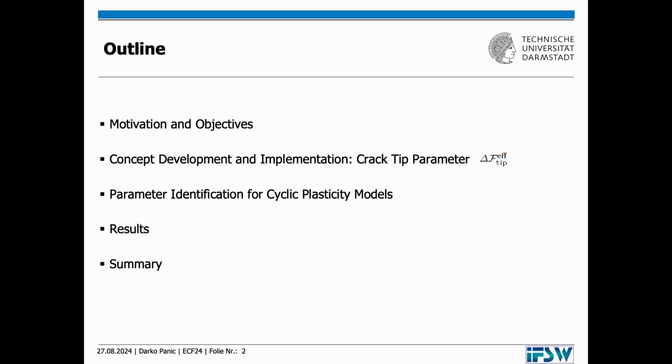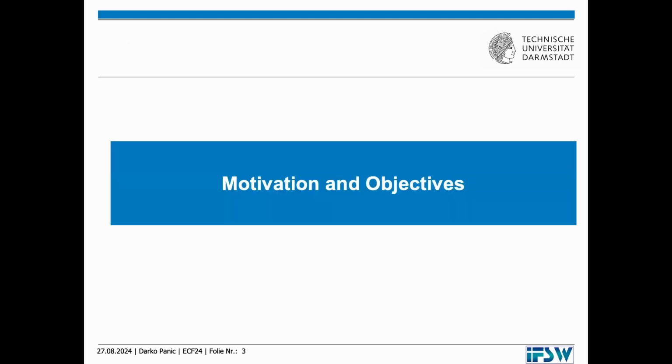Following that, I will discuss the implementation of a hybrid optimization method, particularly looking at the parameter unification for cyclic plasticity models. And after covering the numerical and technical aspects, I will present the results of the research. So finally, I will conclude with a short summary. So, motivation and objectives.